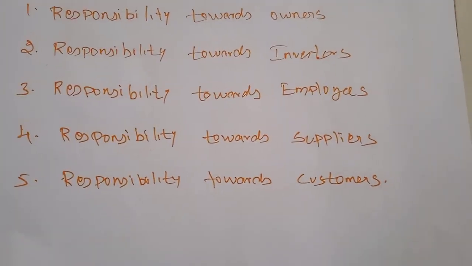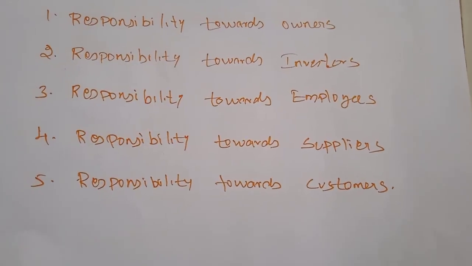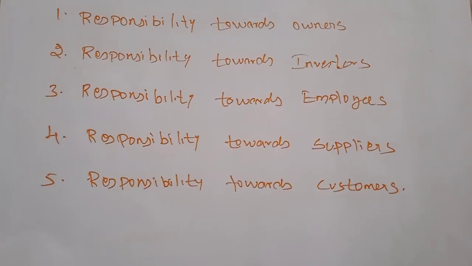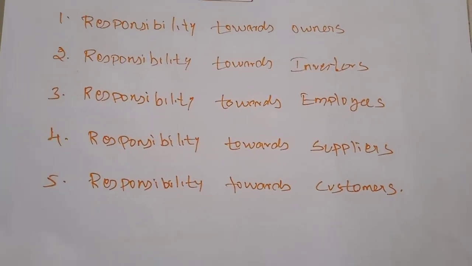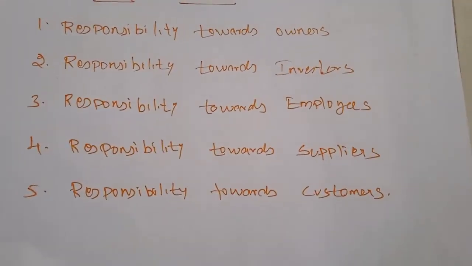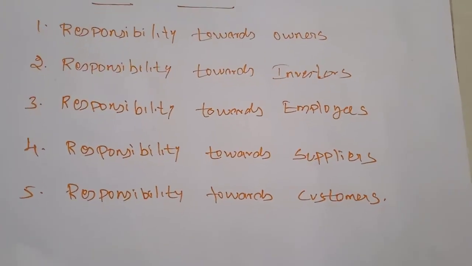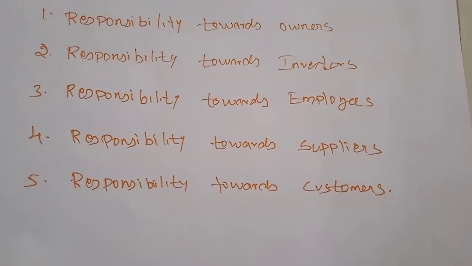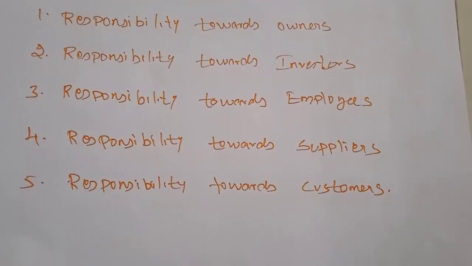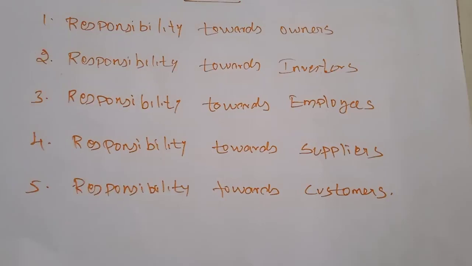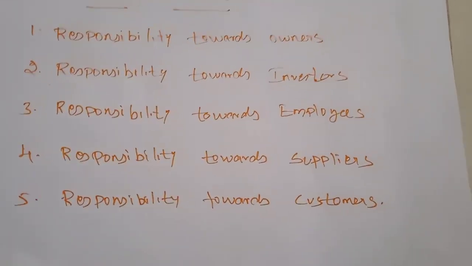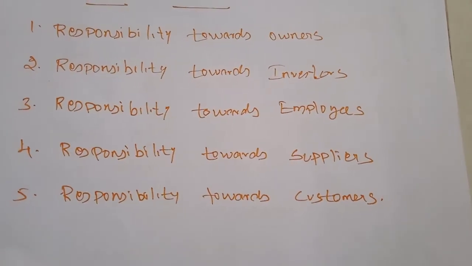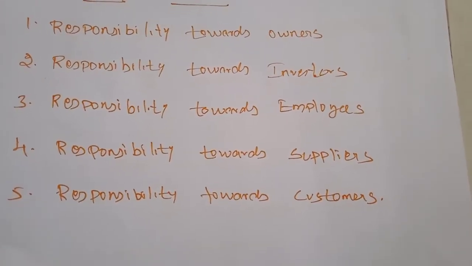Next, the responsibility towards the suppliers. The suppliers are businessmen who supply raw material and other items required by the manufacturers and traders. So the traders and the manufacturers or the producers are able to produce any of the commodities with the help of the suppliers only. Suppliers means the persons who are supplying the raw materials and other items to be made into the commodity.